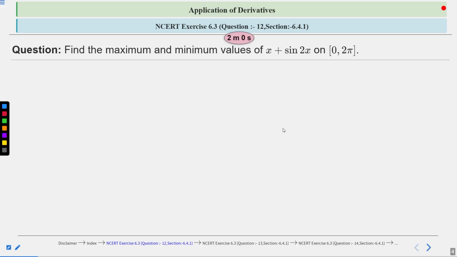So we will try to find f dash x for x plus sine 2x, and we will find the critical points. After finding the critical points, at each critical point and at the end points, which are 0 and 2 pi, we will calculate the value of the function, right? Out of that, we will get the value at which the function x plus sine 2x is giving the maximum value. So in this way you can try to attempt this question. You have some time to solve or think about this question. After that we will discuss the solution part.